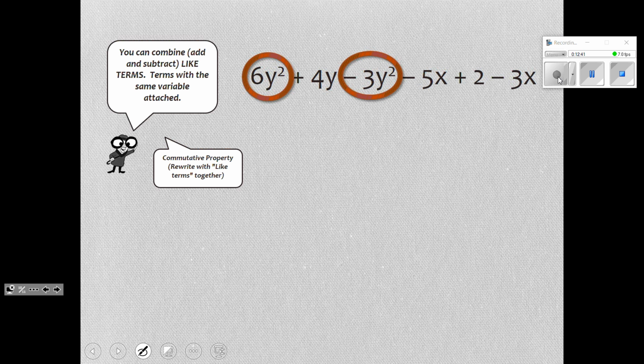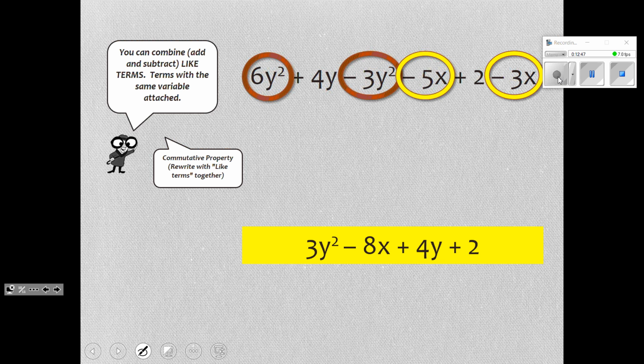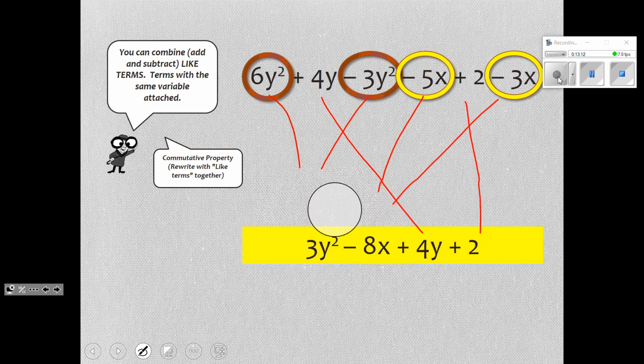We also, if you look at this polynomial, have 2 x terms. Those are like terms. We combine them together. When we combine the y squared terms, we get 3y squared. When we combine the x terms, we get a negative x squared. And then the y term and the constant come down, and now we have the polynomial simplified by combining the 2 like terms. These combined right here, these combined right here, and then we just brought this one down and this one down. That's a lot of lines drawn on a paper.